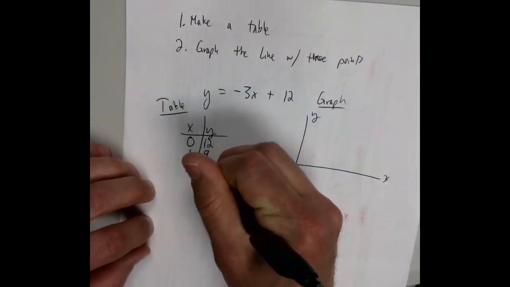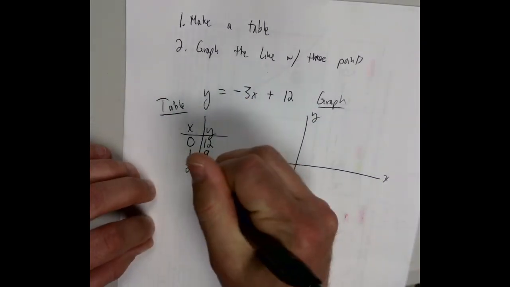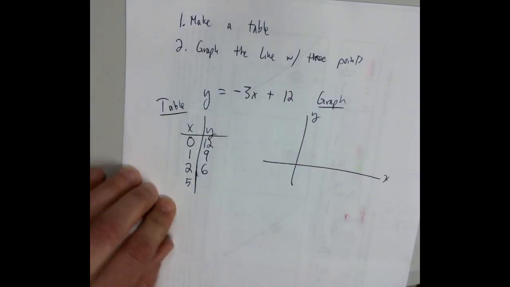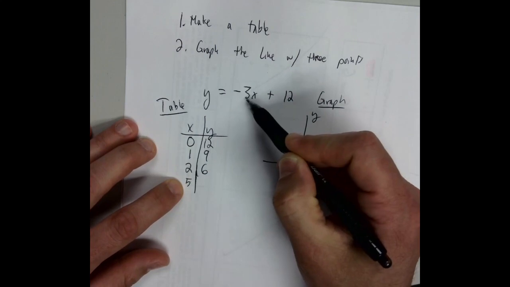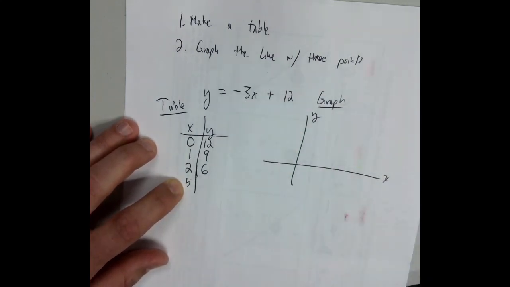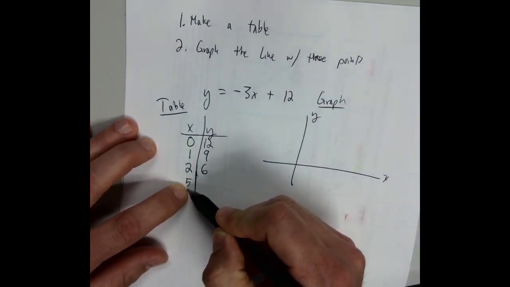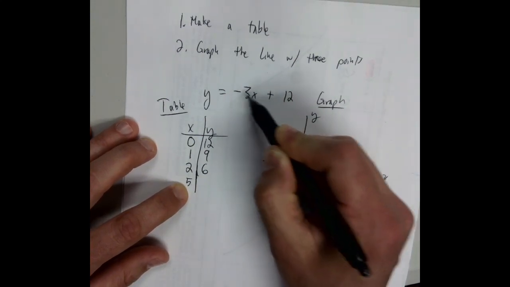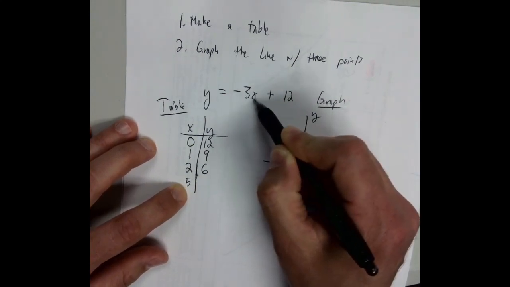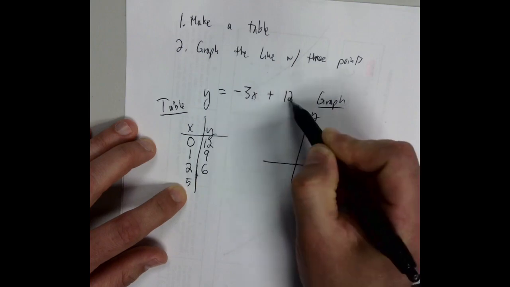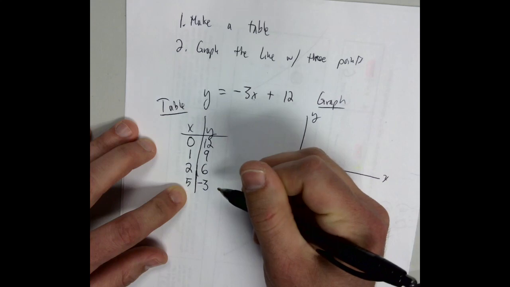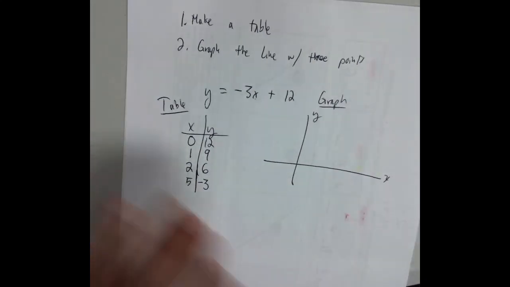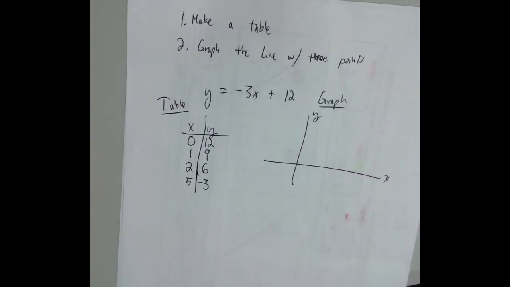Now I'm going to trip you up a little bit. I'm going to put 5. So instead of trying to do the pattern, there's another thing we can do. Since x is 5, I can substitute 5 for the x. Negative 3 times 5 is what? Negative 15 plus 12 is negative 3. You did it a different way? That's fine.